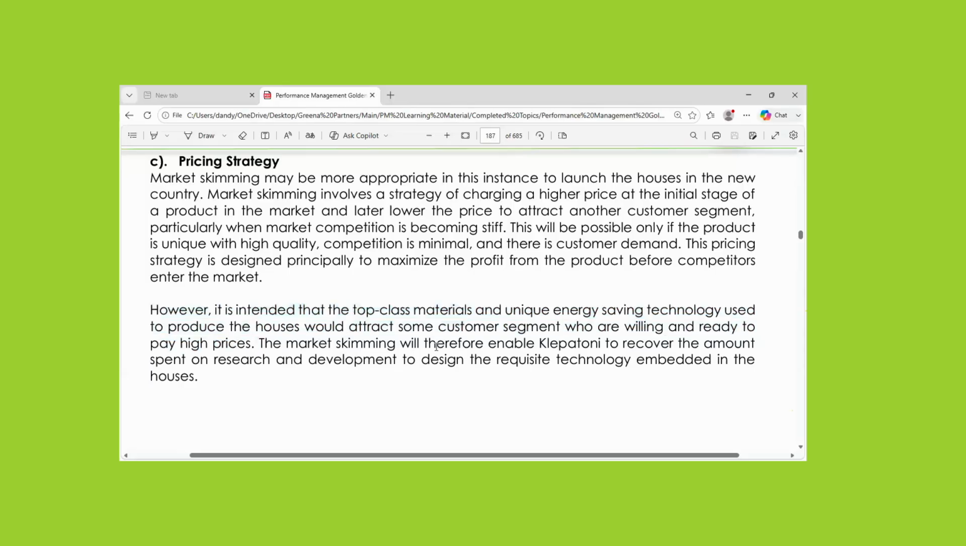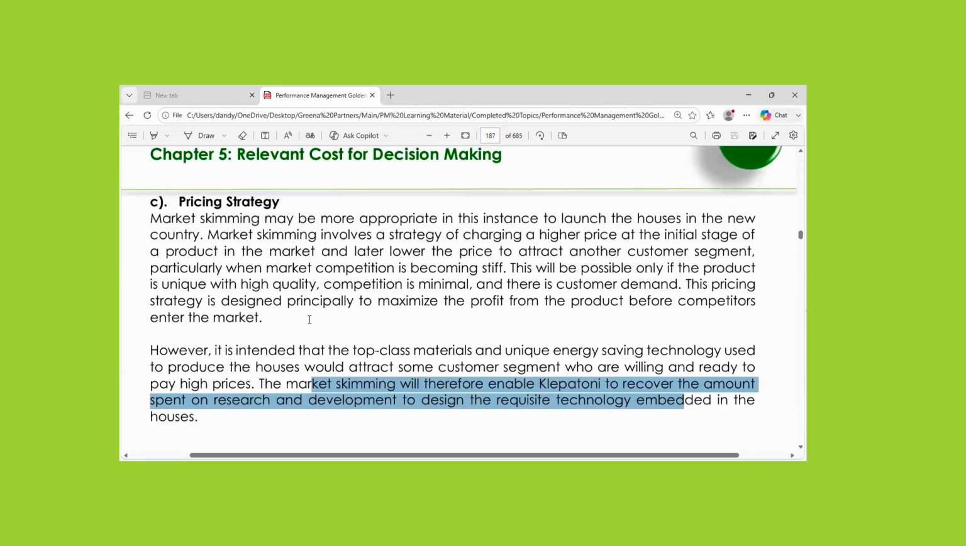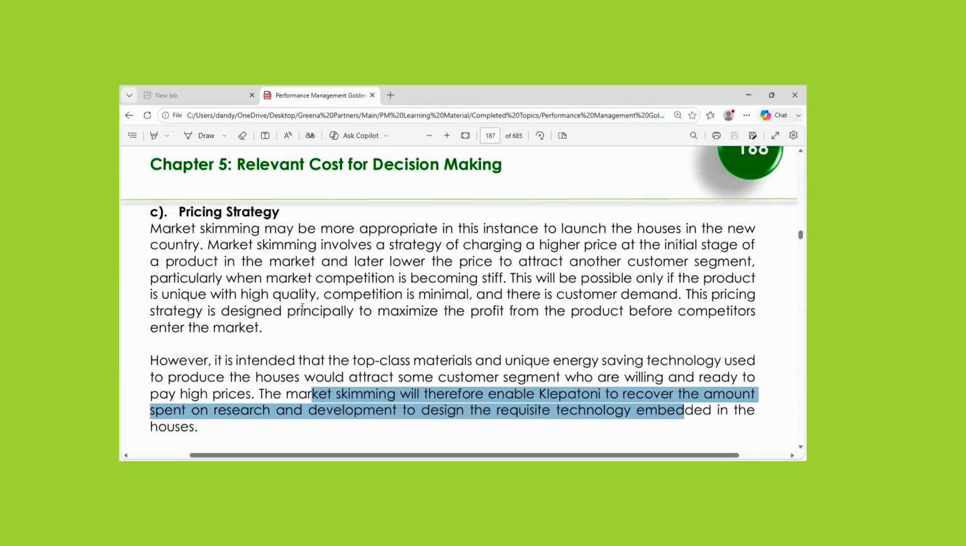So market skimming, therefore, will enable the company to recover the amount spent on research and development to design the requisite technology embedded in the houses. So this is the way I answered requirement C. And this is going to be the end of today's class.